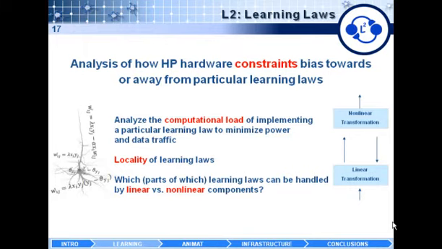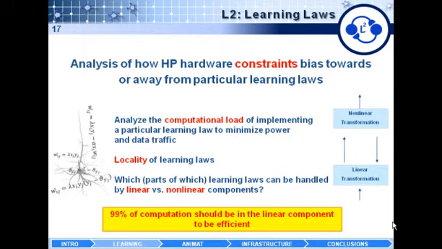So our task was to survey the learning literature and to come up with a list of learning laws that would satisfy the hardware constraints. By saying so, we need to choose learning laws whose computational load is appropriate for the particular hardware that we are using. Also, we want learning laws that are local, both in time and space. So the information that guides learning has to be present at the same time and in the same spot where learning is computed. And also, which part of the learning law can be handled by the linear component and which by the nonlinear component of our computation.